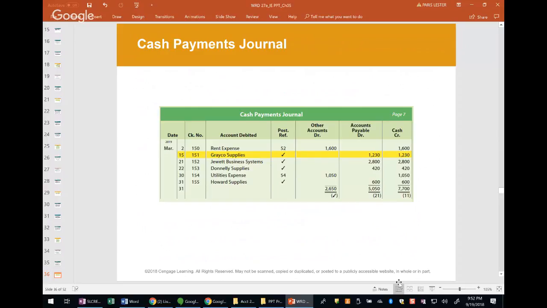All right. But in a cash payments journal, once again, you post the totals of special columns. Post a total to cash and post a total to accounts payable. You don't have to post individually. Now you have to post to the suppliers to show you paid them in the subsidiary ledger. And then you post these items individually. Okay.